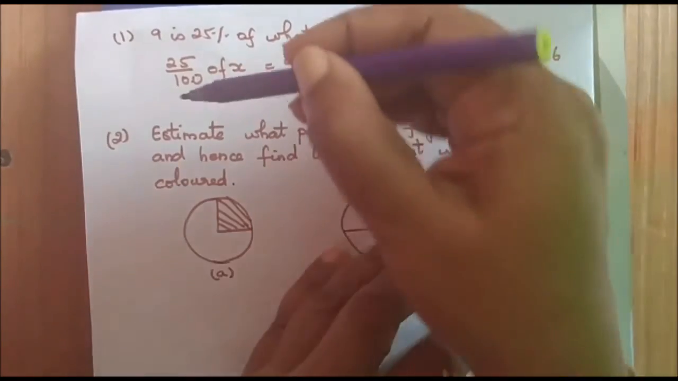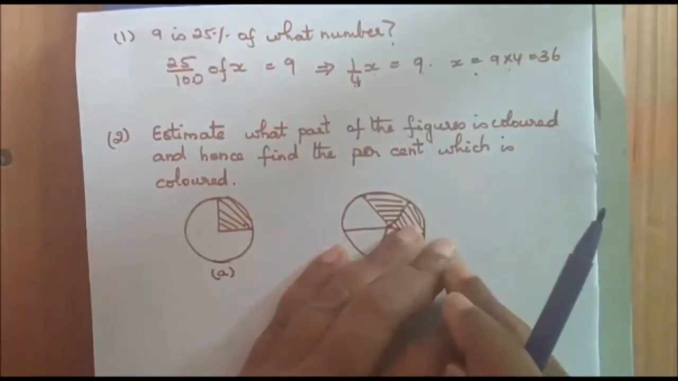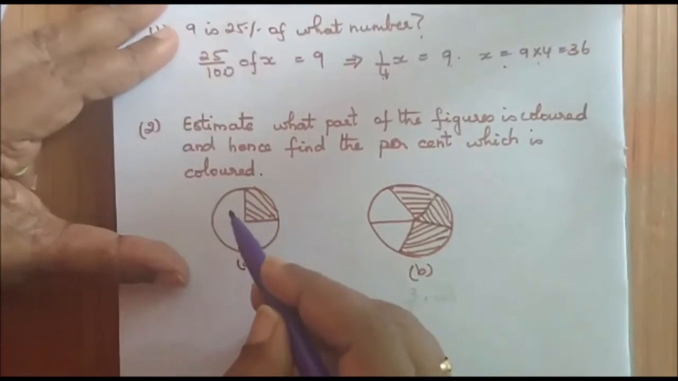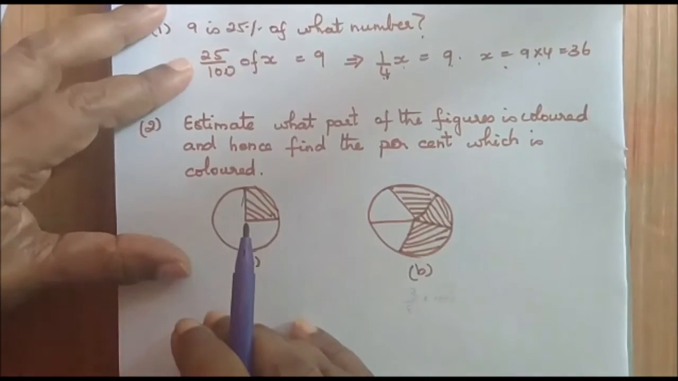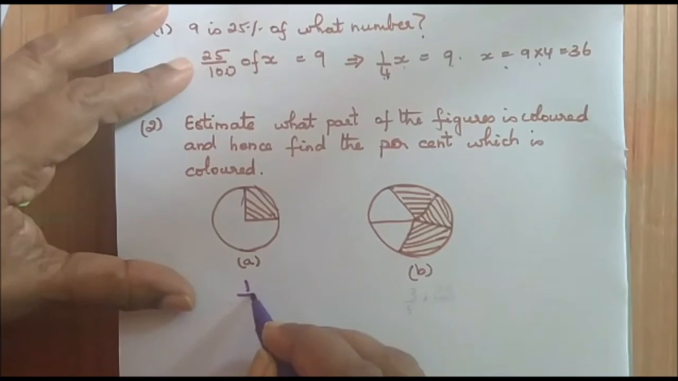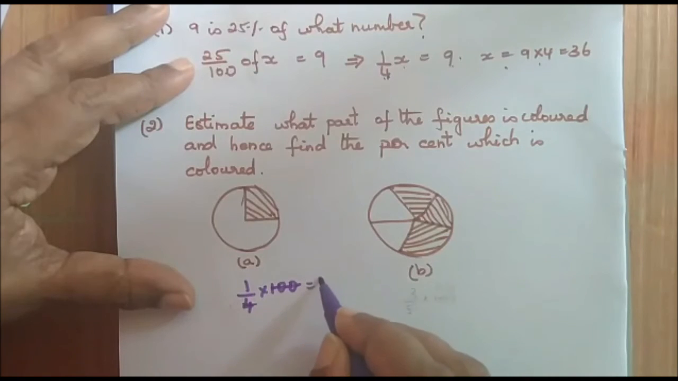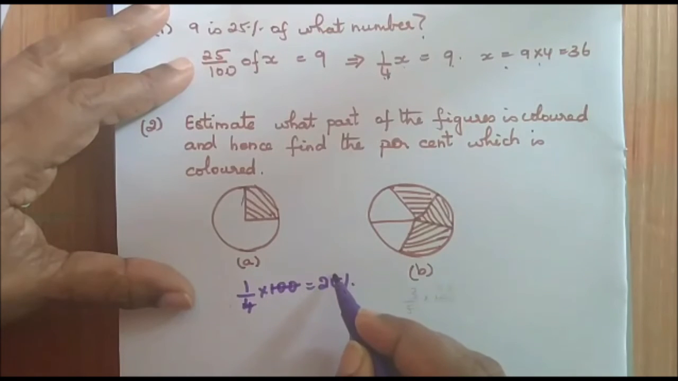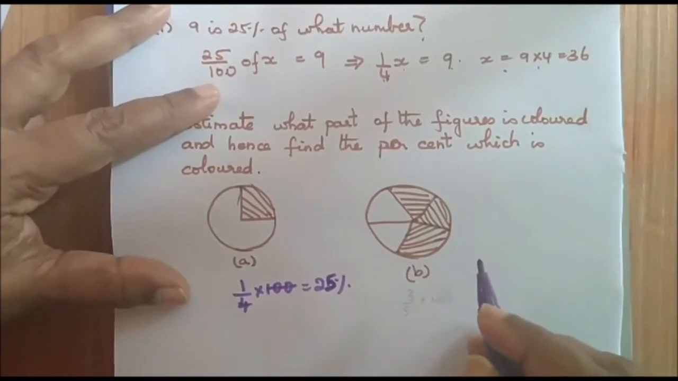Now estimate what part of the figure is colored and hence find the percent which is colored. You are asked to find the percentage of the area which is shaded. In this, 1/4 of the circle is shaded. When I divide the circle into 4 quarters, 1/4 is shaded. So I can write it as 1 by 4 into 100, which will be 25%. So this is how we solve this problem.